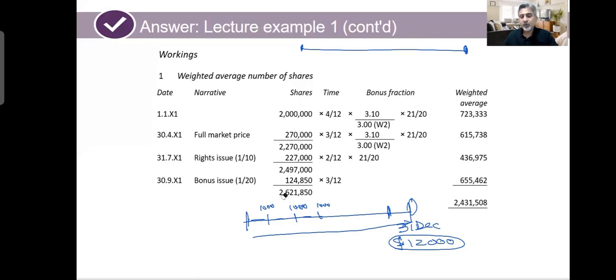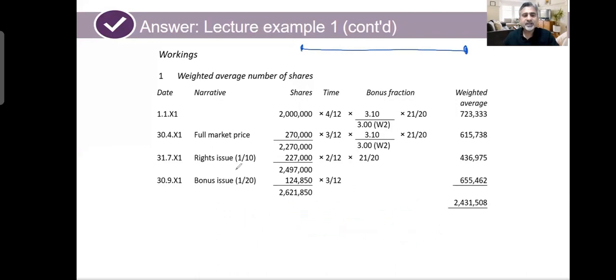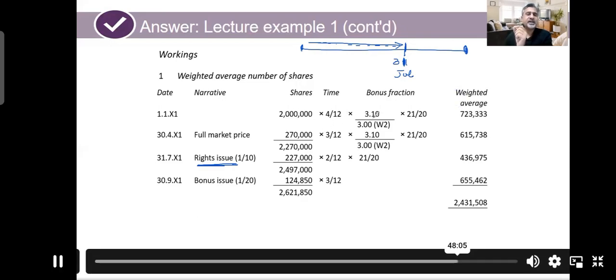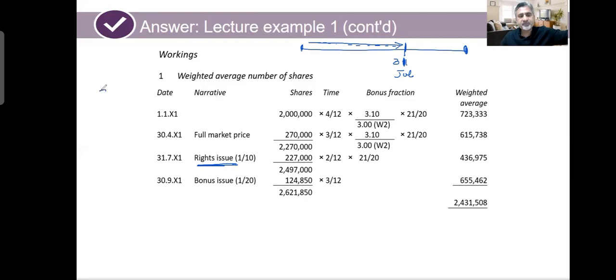Now, what happens? The right issue is given somewhere here on 31st of July. But this is given for this particular period. So it should have an impact throughout the year, from the beginning to the end. So although we have 2 million shares, it is 4 by 12, but it has some bonus fraction as well. And the bonus fraction is the reversal of that because it was 3.1 to 3. So you multiply it with the bonus fraction, the number of shares will be impacted, and into 21 by 20. What is 21 by 20? Because here you are also giving a bonus issue.